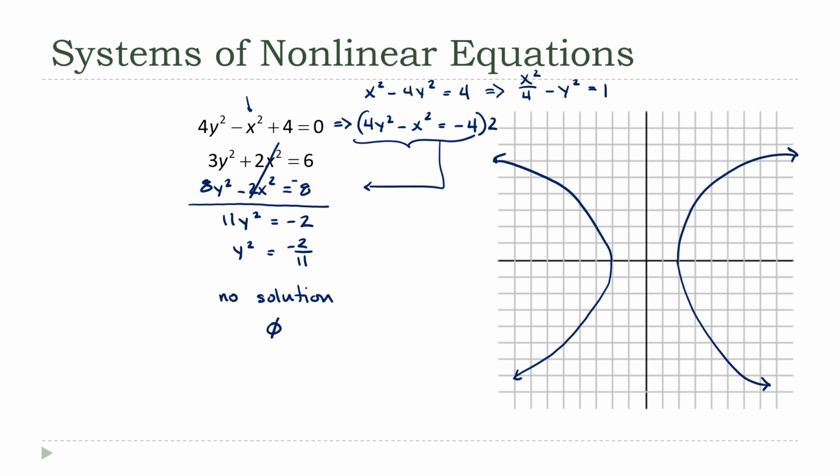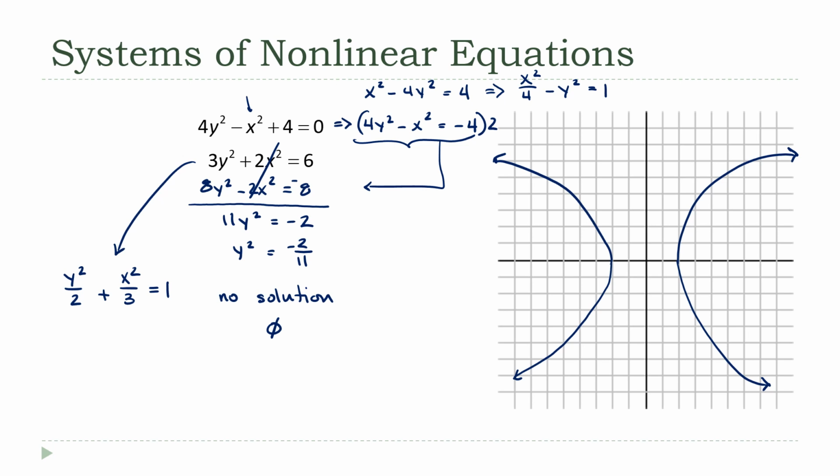And what's the other one? Well, that 3y squared plus 2x squared, that's an ellipse. And if we divide through by 6, this becomes y squared over 2 plus x squared over 3 equals 1. So the major and minor axes are relatively small. We're going to the square root of 4 and the square root of 3. Square root of 4 is 1.1. Square root of 3 is 1.7.